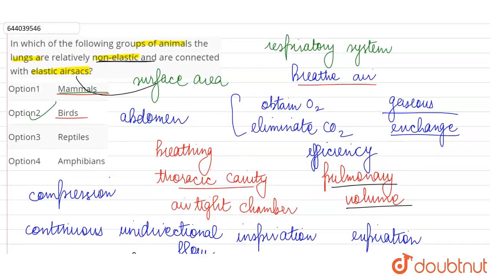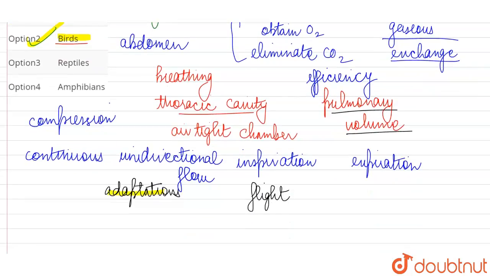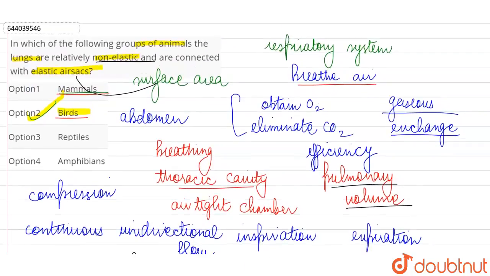So out of the given options, the elastic air sacs are found in option B, birds, and this can be considered as an adaptation for flight because they need a lot of oxygen when they are flying. So in order to obtain O2 with a very high efficiency, they have these air sacs which greatly increase the surface area for gaseous exchange.